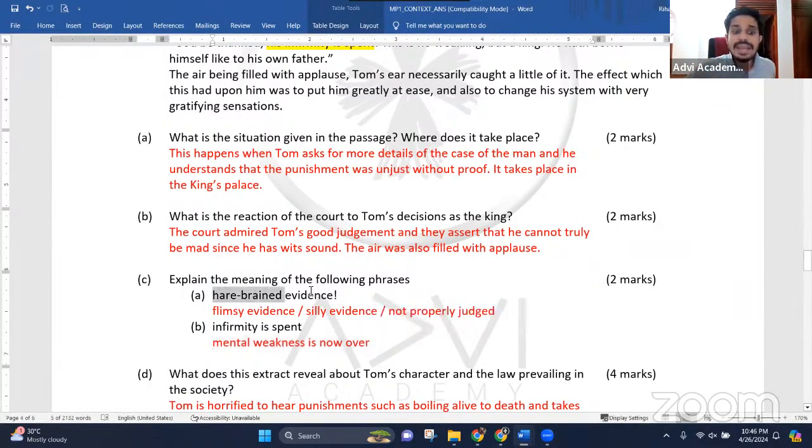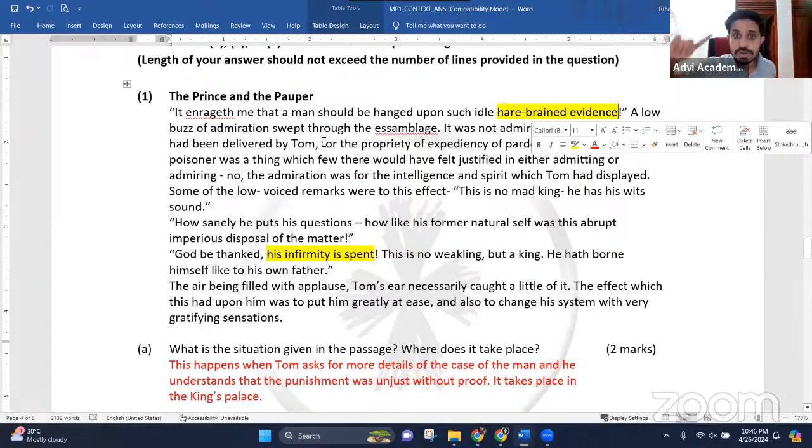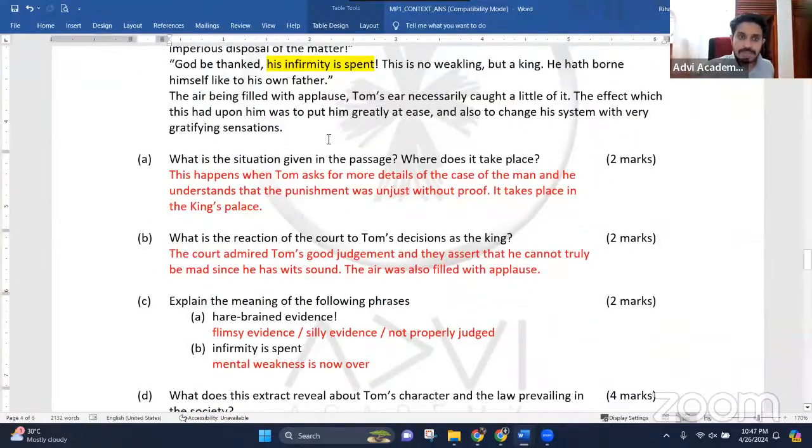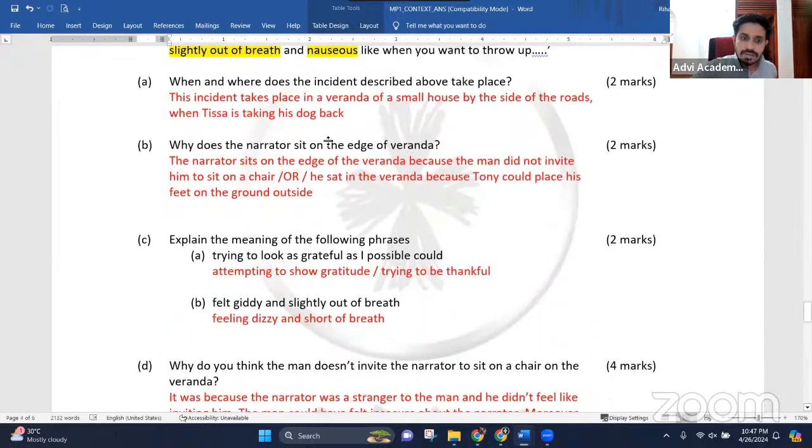Here, the phrase given is "hair-brained evidence." Again, God only knows what the hell that means, right? But here you know the instance where Tom was talking about how this is not enough evidence. What the hell is this, right? Just take it from the passage. Try to read the sentence, understand what it means, write it in your words. Not a big deal. Same thing here.